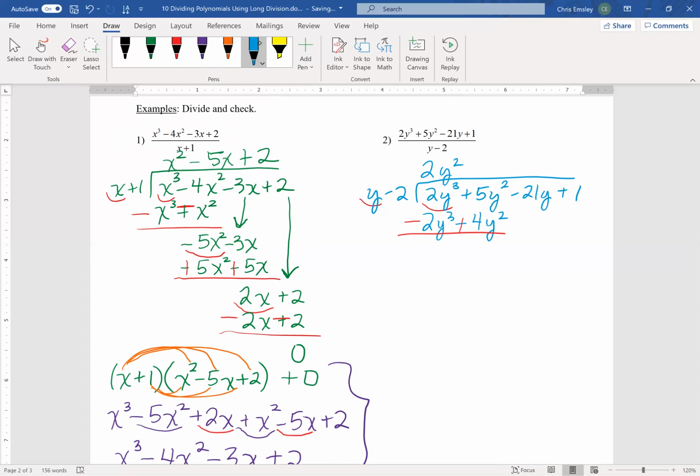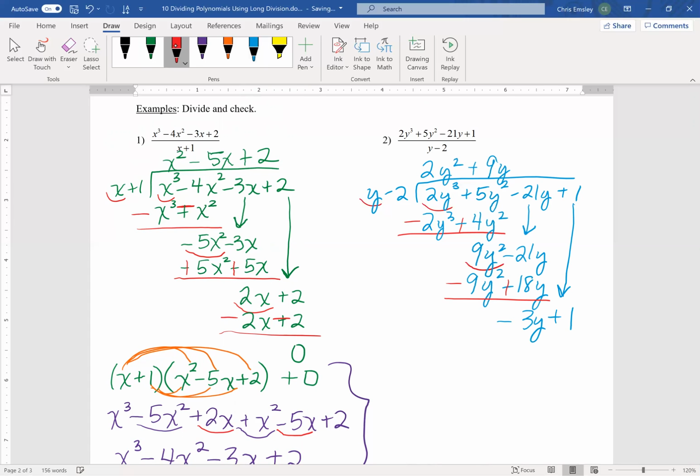So when we do the arithmetic, the first terms cancel out. Here we get 5y squared plus 4y squared. Drop down your next term. What do I have to multiply y by to turn it into 9y squared? I need a positive 9 and another y. Distribute positive 9y into your quotient. Draw the line and change the sign to subtract. Negative 21y plus 18y leaves us with negative 3y. Drop down that last term.